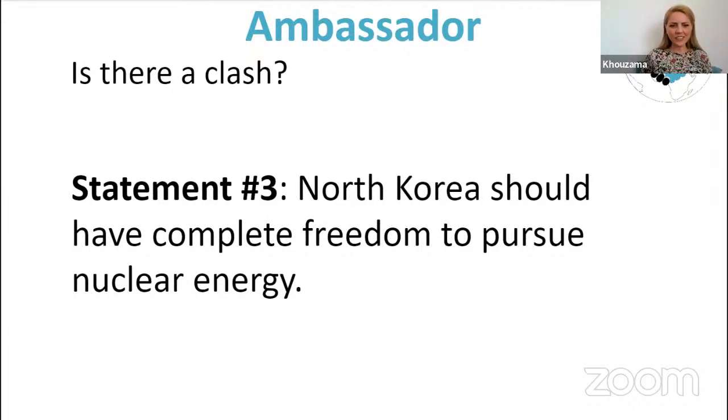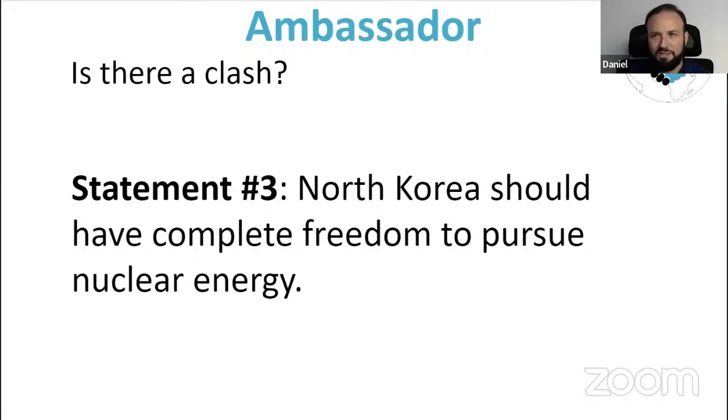Is there a clash? Statement 3: North Korea should have complete freedom to pursue nuclear energy. All right, is there a clash there? Yeah. Yep. Very obvious. Okay, and this is the place that we'd like it to go into clash or off clash.